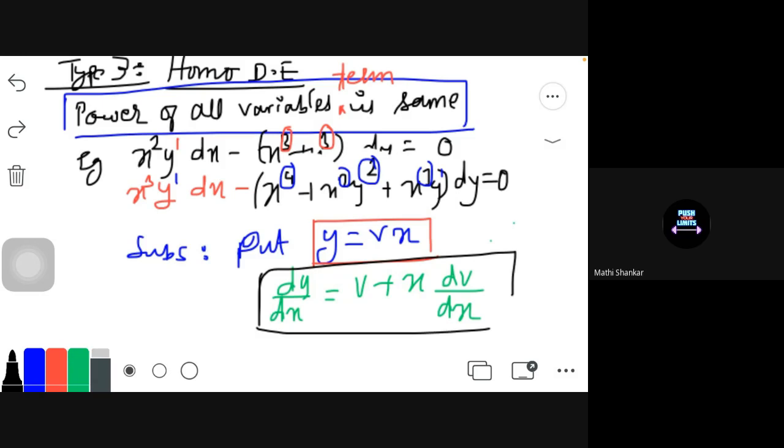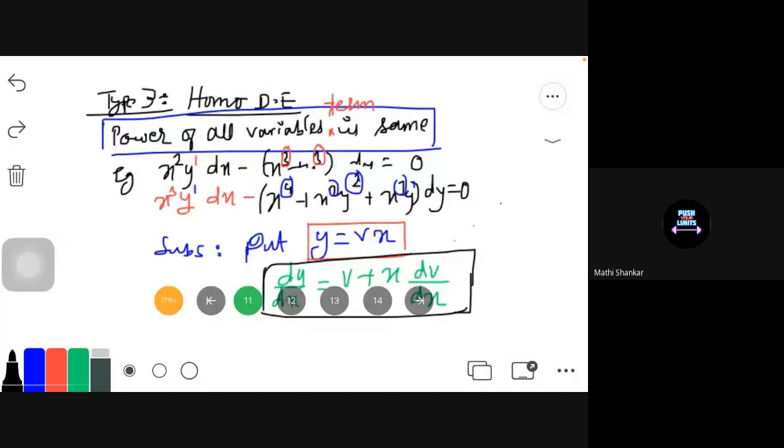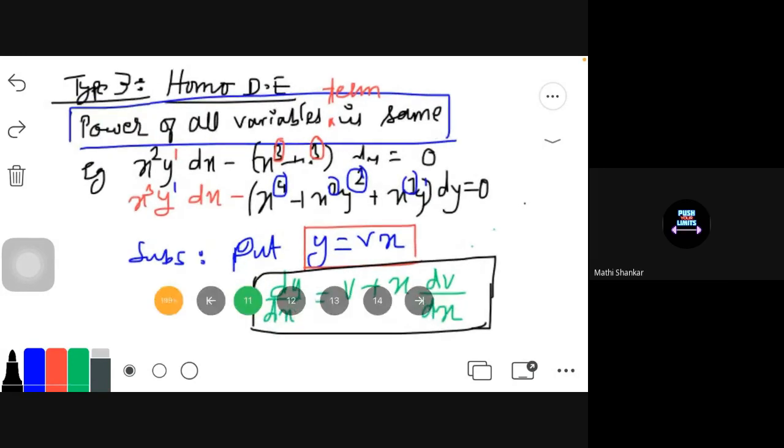So you will have to do these two substitutions. One is, instead of y, you will have to write vx, and instead of dy by dx, you will have to write v plus x dv by dx. So whenever you find a numerical which is a homogeneous differential equation, without even thinking, you can directly use this substitution. You don't even have to think twice. The moment you are able to understand that it is a homogeneous equation, you can directly do this substitution. So take the screenshot of this.